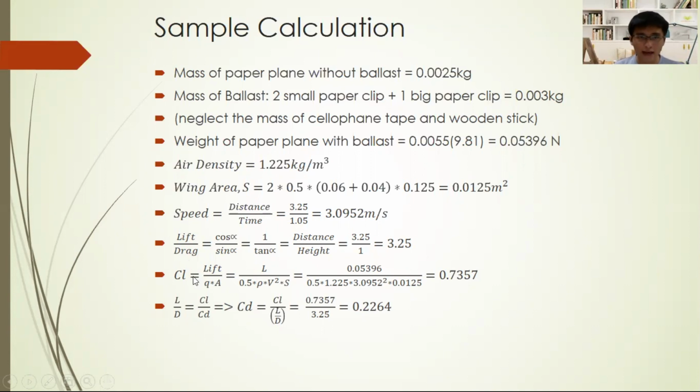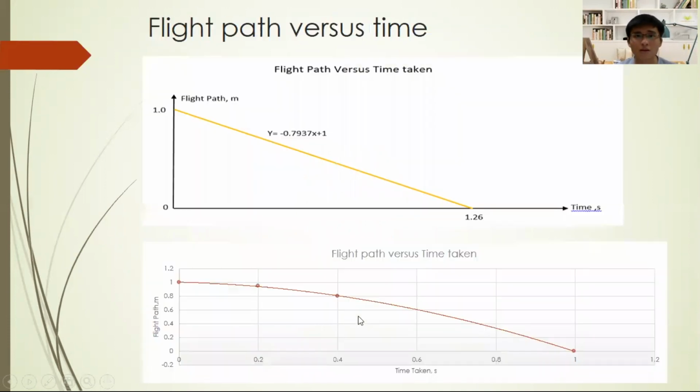I get this one, and the lift coefficient is lift divided by Q times A. Then I get this one. Q is dynamic pressure and A is the wing area. And this last one is CD, the drag coefficient. I use this formula, and I get the drag coefficient like this.